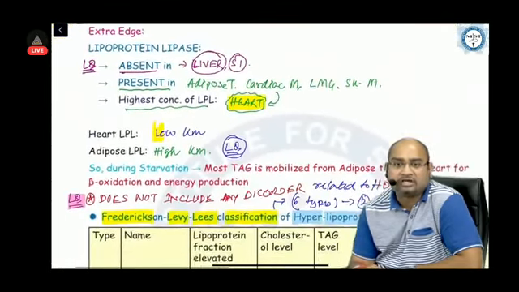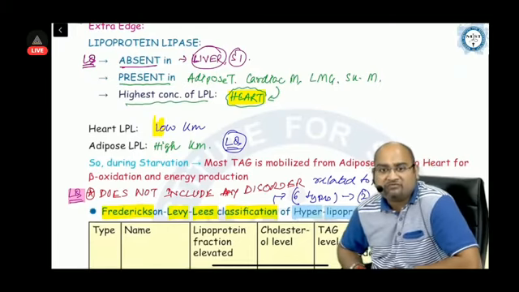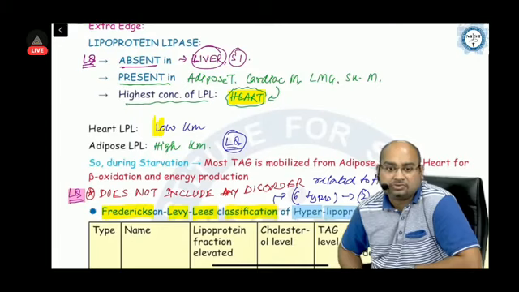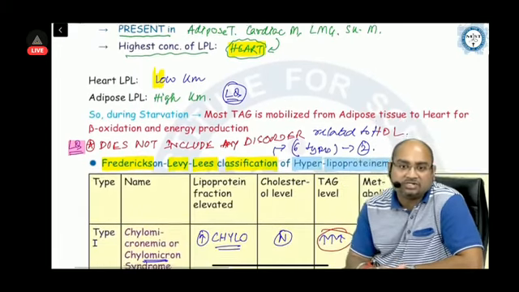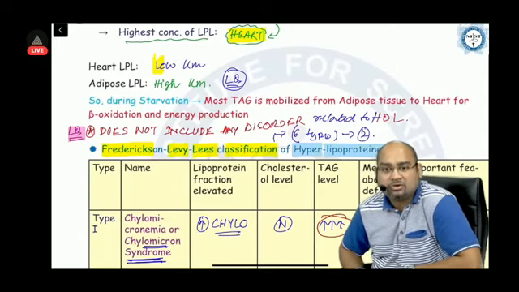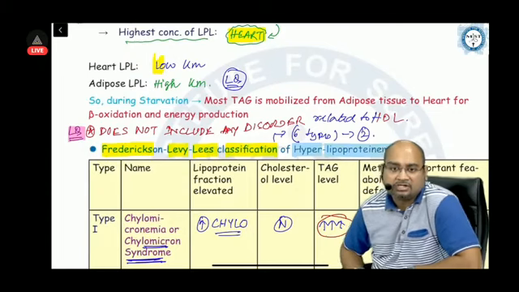Lipoprotein lipase we have studied earlier, beta. It is present in the peripheral tissue. So where will it be absent? In the liver and small intestine. Chylomicron will come from the small intestine, VLDL will come from the liver, and they will be giving it to the peripheral tissues. So please remember, during starvation, as heart LPL is maximum in number and also has low Km, maximum fats are getting mobilized from the adipose tissue to the heart in case of starvation.